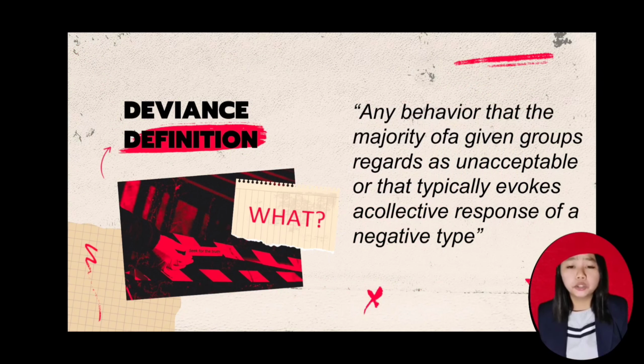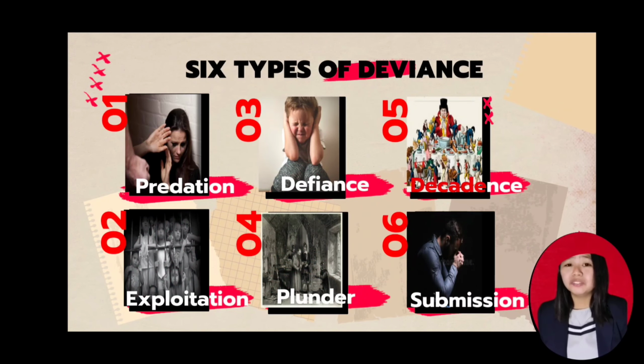In the original theory, deviance is defined as any behavior that the majority of a given group regards as unacceptable or that typically evokes a collective response of a negative type. In short, it is behavior that does not conform to the standard of social norms. Moving on, deviance was divided into 6 parts.